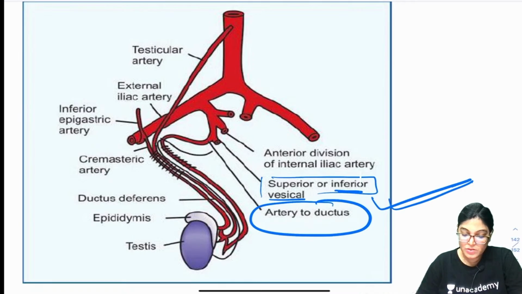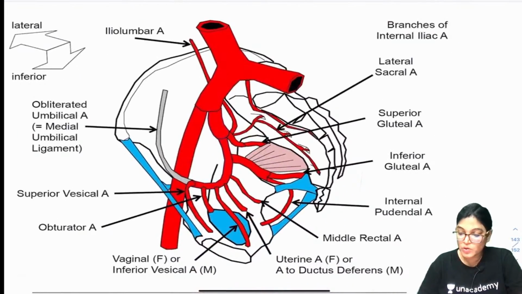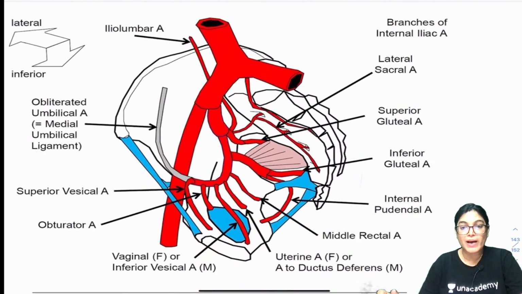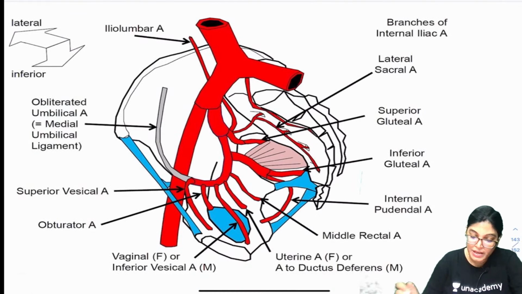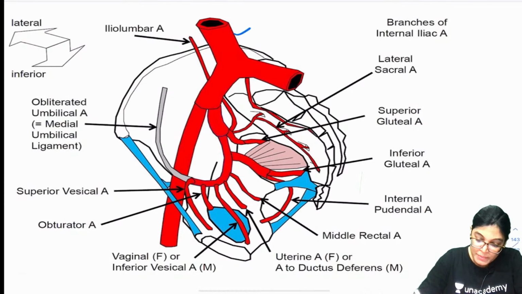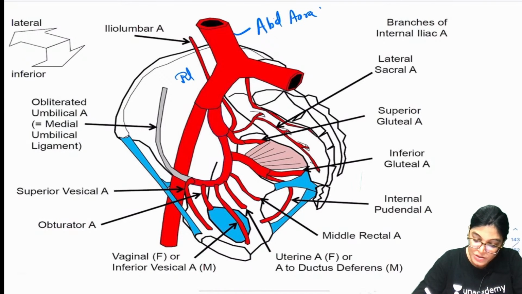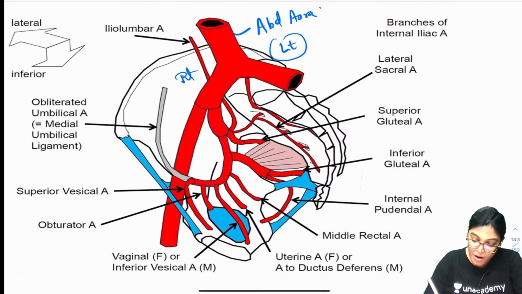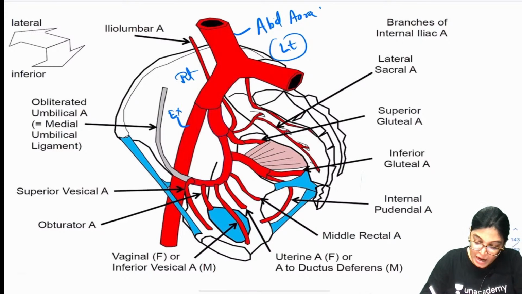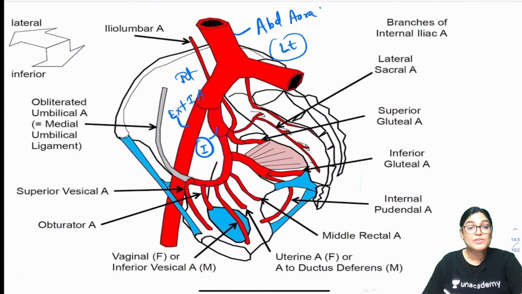Okay. So I would like to show you another diagram for quick revision, for those who want to revise the branches of the internal iliac artery. What you can appreciate is the abdominal aorta dividing into the right and left common iliac arteries. The common iliac artery again divides into the external iliac artery and the internal iliac artery.